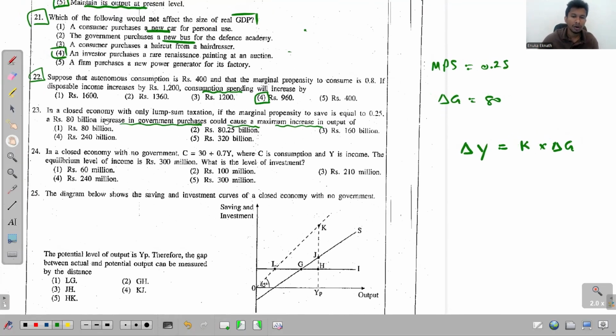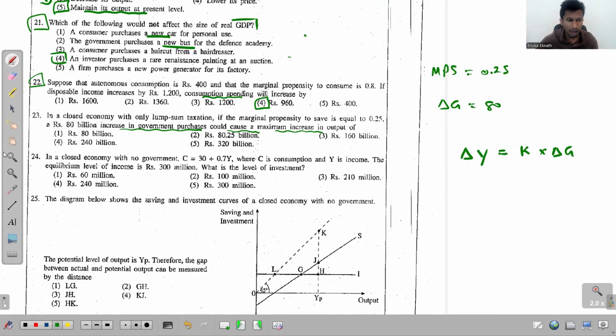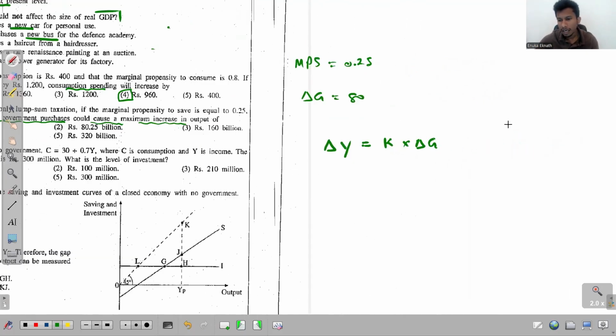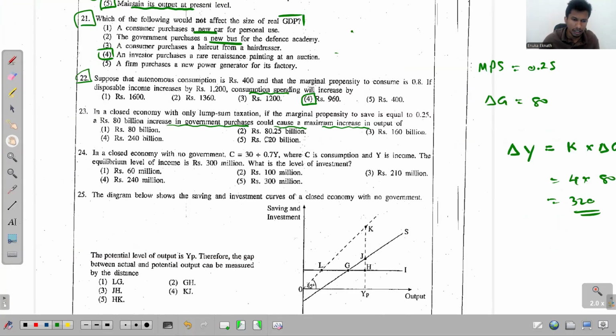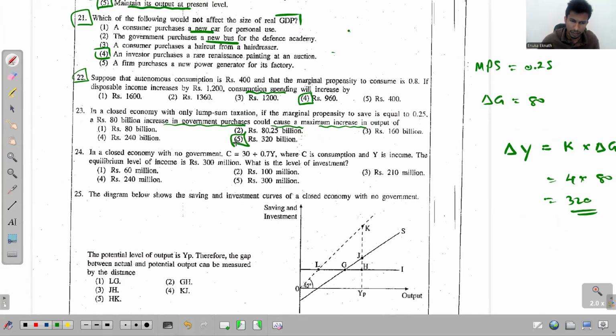So how do we find this autonomous expenditure multiplier? Let me just calculate it here. We write K equals 1 over, generally we write it as 1 minus MPC. If not, it is simply equal to MPS. So 1 over 0.25 will be 4. Then we write 4 into the change in autonomous government expenditure, which is 80. Then this will be 320. So the output will increase by 320 billion. So the answer for this question 23 is the fifth option.